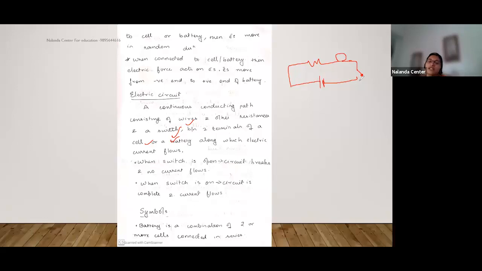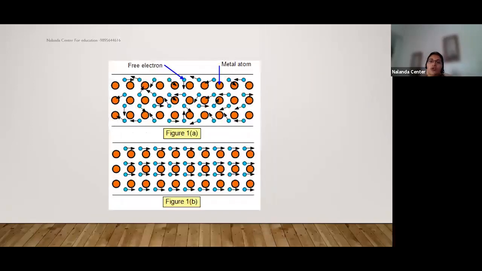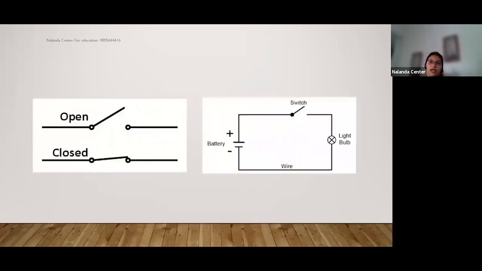Okay. So what should we be doing? When the switch is on, that is, the circuit is completed. Now the current starts flowing. Okay. There are quite a few symbols you have to learn, but at least go through all these symbols.